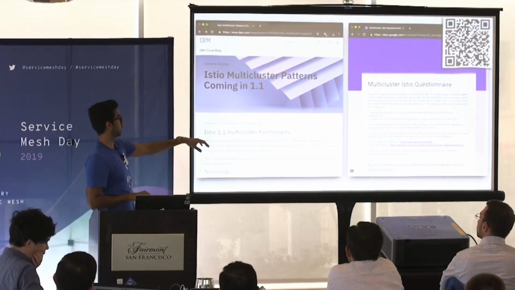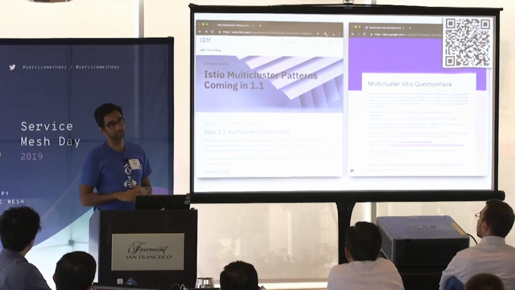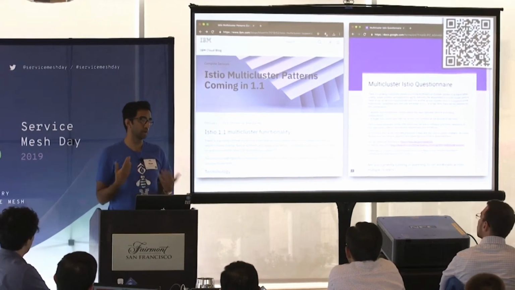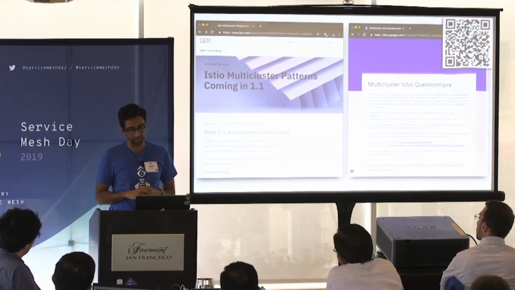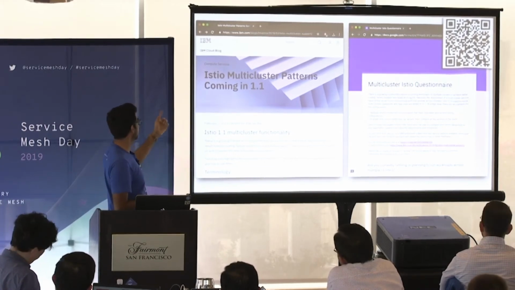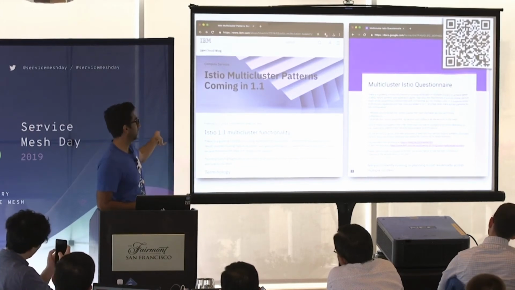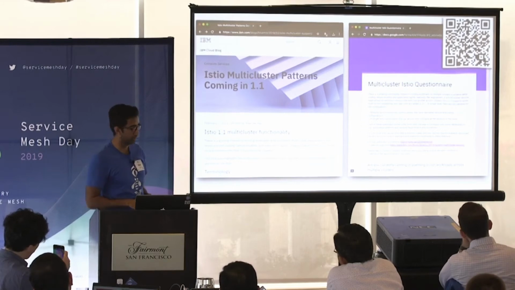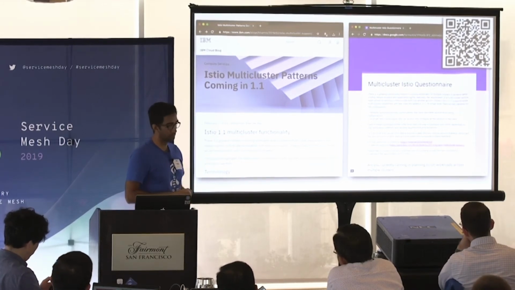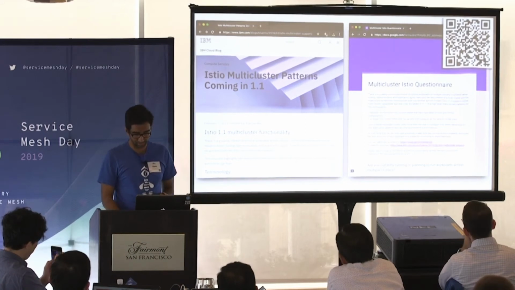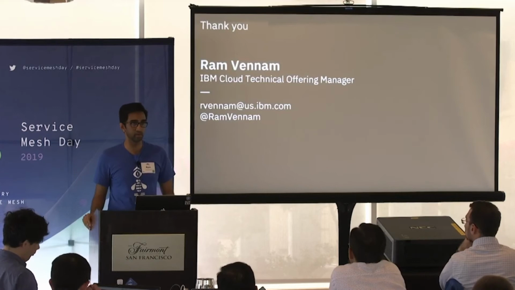So we created an associated survey as well. It's about 10 or 15 questions where we're asking what you're doing with multi-clusters and what you're looking to get out of Istio service mesh. If you just Google Istio multi-cluster patterns, you should be able to find one, and from there you can get to the other one. There's also a video that goes into more detail about what I just talked about in the last few minutes. And with that, I'll say thank you and open for questions.